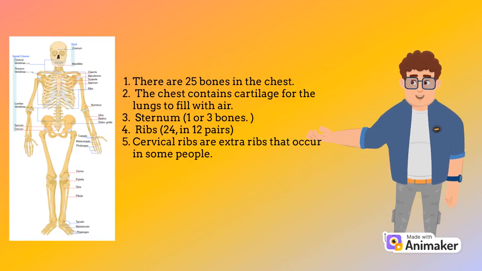There are 25 bones in the chest. The chest contains cartilage for the lungs to fill with air. Sternum: 1 or 3 bones. Ribs: 24, in 12 pairs. Cervical ribs are extra ribs that occur in some people.